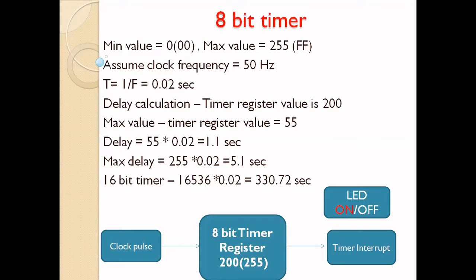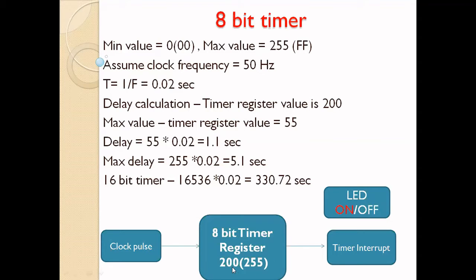Next one is maximum delay. To generate the maximum delay using an 8-bit timer, if you set the value 0, the difference is 255. So this is the maximum delay. 255 into 0.02 is equal to 5.1 second. So by the 8-bit timer, you can generate a maximum delay of 5.1 second. Suppose it is not enough and you need a larger delay, you have to select a 16-bit timer. In a 16-bit timer, the count value is 65,536, which into 0.02 is equal to 1310.72 second.